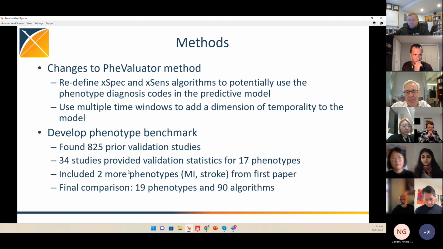We also developed a phenotype benchmark. We looked at about 825 validation studies, and we found 35 studies that provided validation statistics for 17 different phenotypes. We added in 2 more phenotypes for MI and stroke from our first paper for further comparison. So our final comparison was going to be for 19 phenotypes and 90 algorithms.